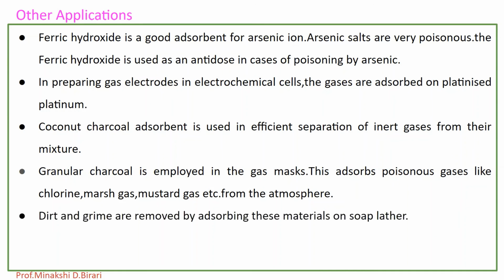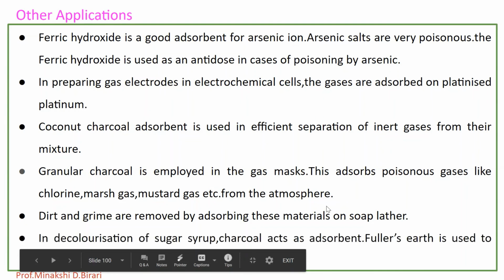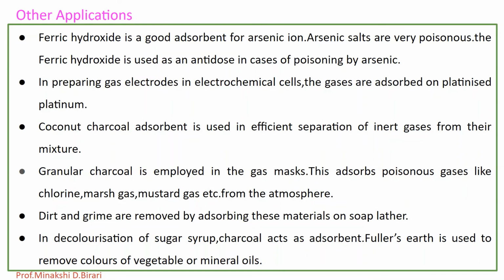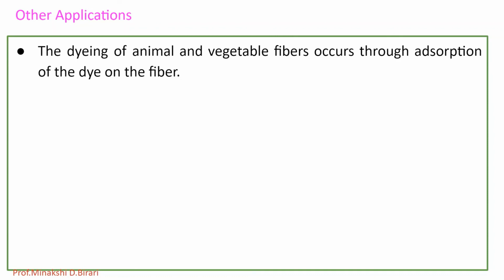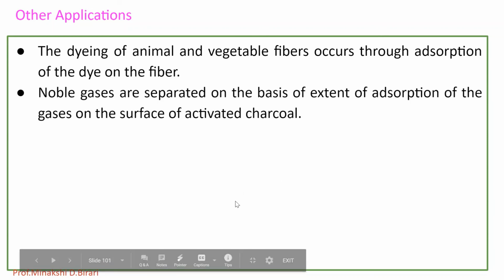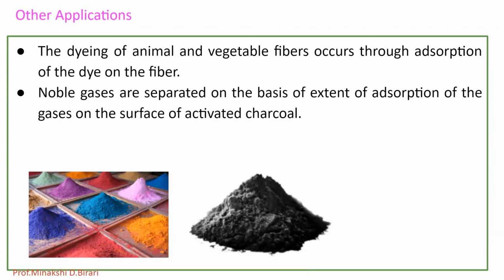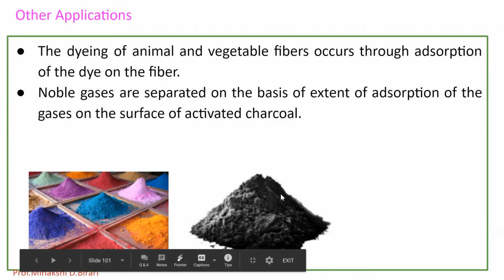Dirt and grime are also removed by adsorbing these materials on soap lather. In decolorization of sugar syrup, charcoal acts as an adsorbent. Fuller's earth is used to remove colors of vegetable or mineral oils. The dyeing of animal and vegetable fibers occurs through adsorption of the dye on the fiber, and also the noble gases are separated on the basis of extent of adsorption of the gases on the surface of activated charcoal.